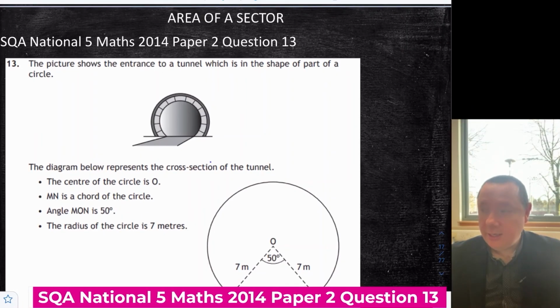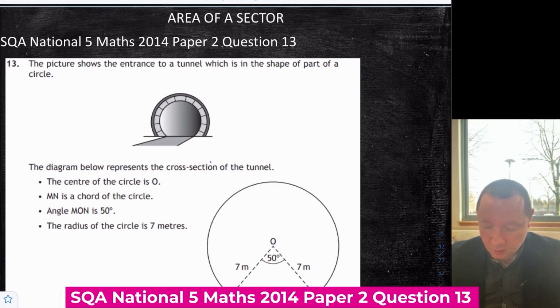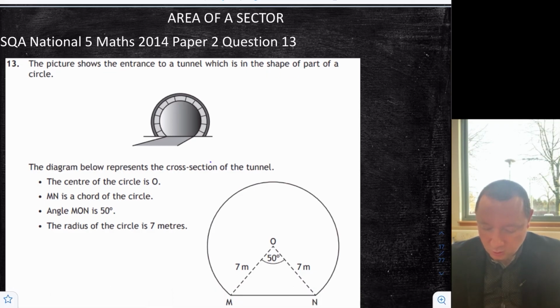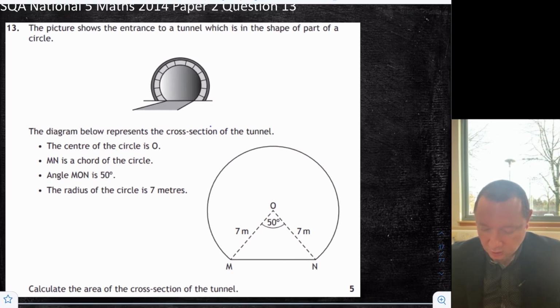So 2014, paper 2, question 13. The picture shows the entrance to a tunnel, which is in the shape of a part of a circle. The diagram represents the cross section, and the centre is O. You've got the angle 50 degrees, and this is 7 metres. Calculate the area of the cross section of the tunnel. So this is quite a long, hard one to start us off with. You've got to calculate the area of the arc and then add on the area of the triangle, which is using trigonometry. So check my previous videos on that, half ab sine C.